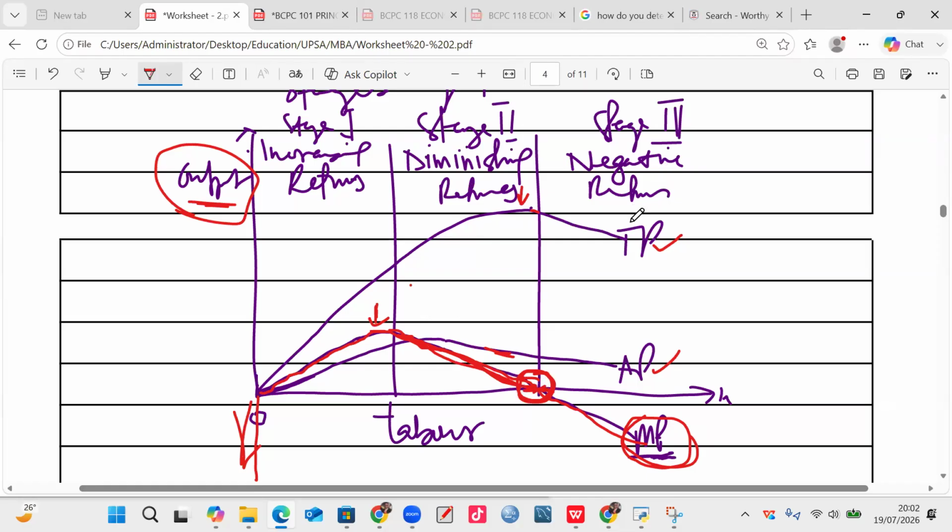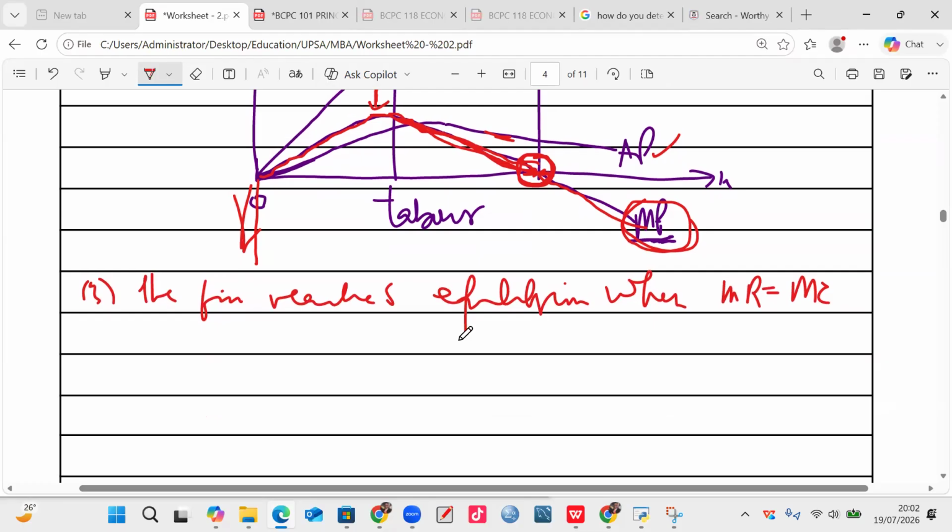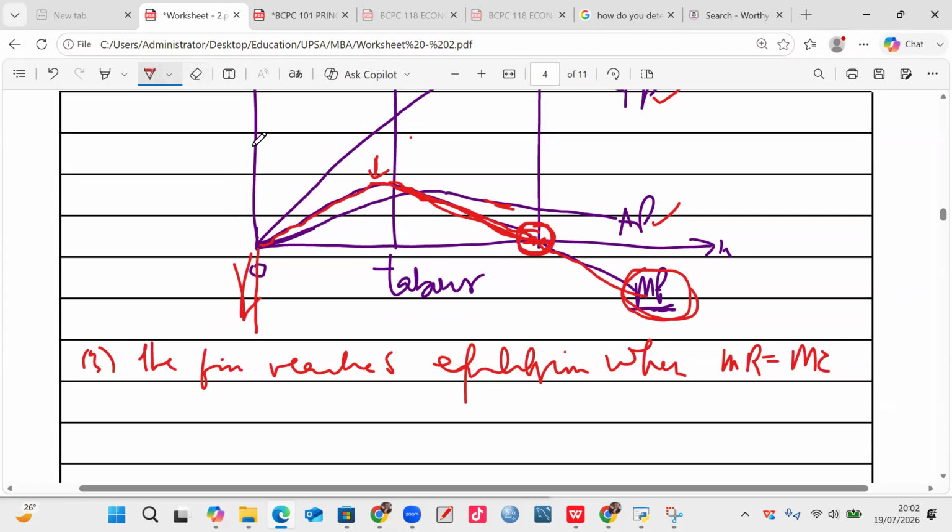Then when you go to the third stage, negative returns. So in the third stage, the total product begins to fall or continues to fall. The average product continues to fall, but does not reach zero. The marginal product continues to fall into negative. That is why it is called negative returns. Are we good? Yes, please. Should I write it for you? Yes, sir. So let me write the interpretation, then we close.